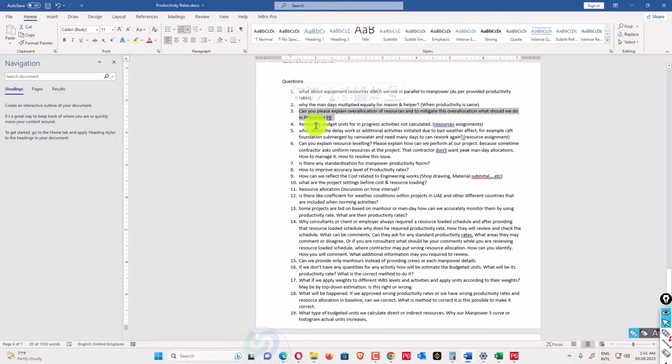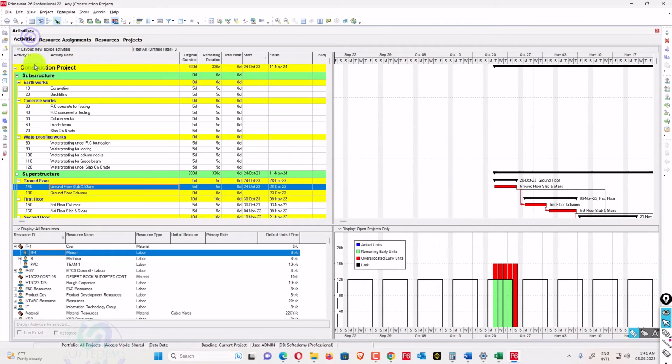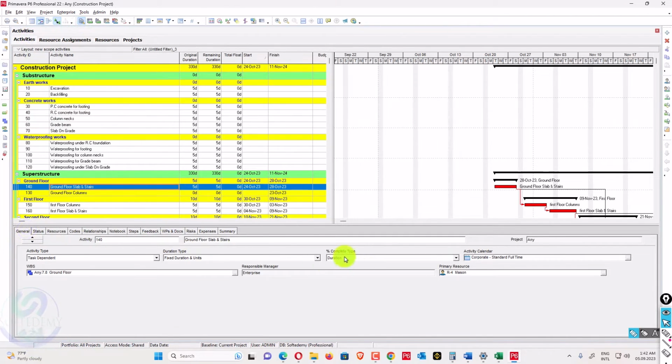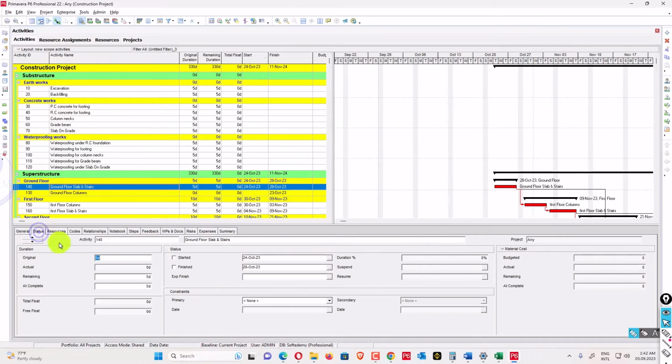So what about the remaining budget units for in progress activities not calculated? So why does this issue come up, this remaining budget units? So what people do, like in activities, in the details or in the general tab, your percent complete type is physical. What is the biggest mistake? If there is duration, when you update the duration, the units, because if your resource curve is not applied in your project, your duration will be updated, and also your units will be updated similarly.